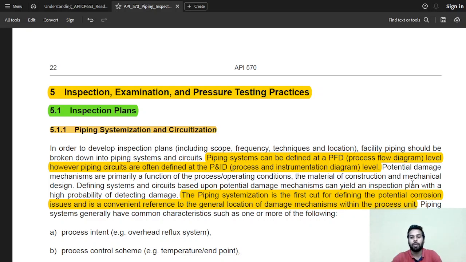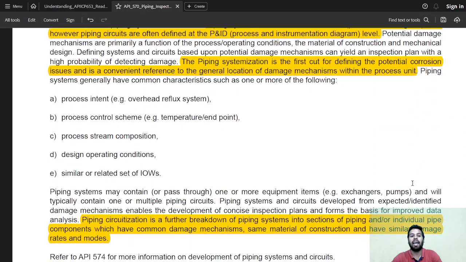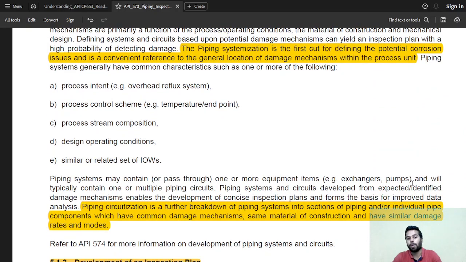Now, piping systems generally have common characteristics such as the following: process intent, process control scheme, process stream composition, design operating conditions, and similar or related IOWs, that is integrity operating windows.